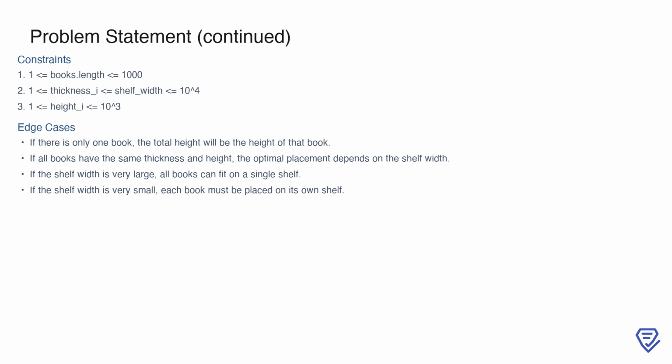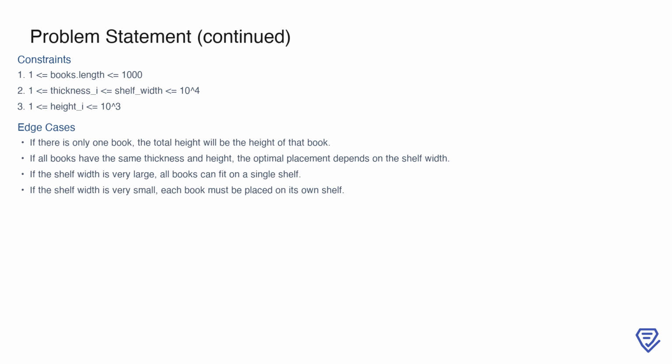Finally, let's review the constraints and edge cases. The total number of books will be between 1 and 1,000. Each book's thickness will be at least 1 and at most equal to the shelf width, which can go up to 10,000. Book heights will range from 1 to 1,000.